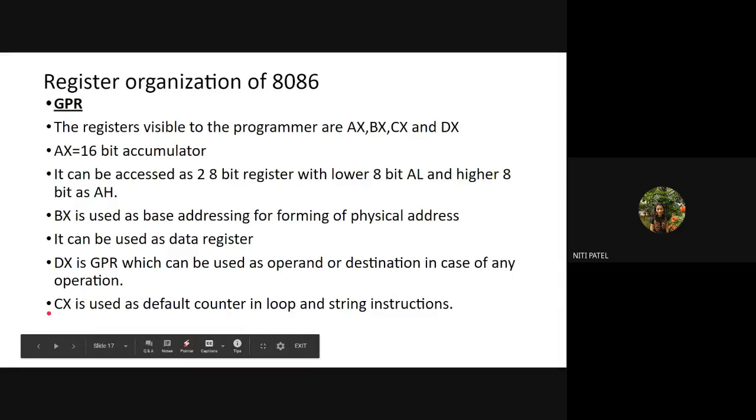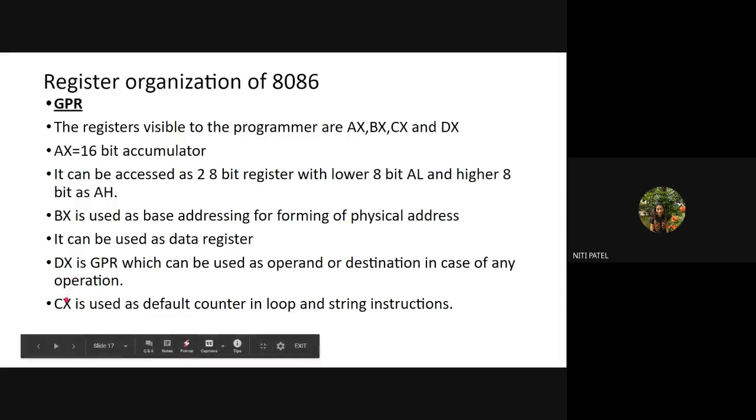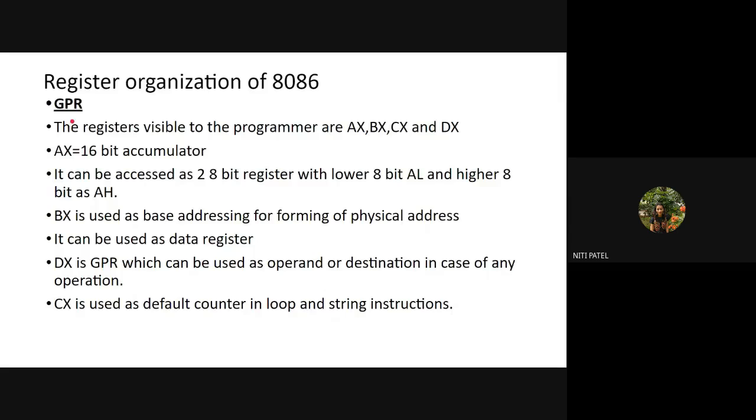Do you use loops in your C programming? You have for loop, you have while loop. Who does the count for that? Counter of your CPU. So whenever I have a program in which I have some loop instructions or a string instruction, who will keep the count of both? It will be maintained by the CX register, which is the count register, and it is a part of your general purpose register. Is this clear?